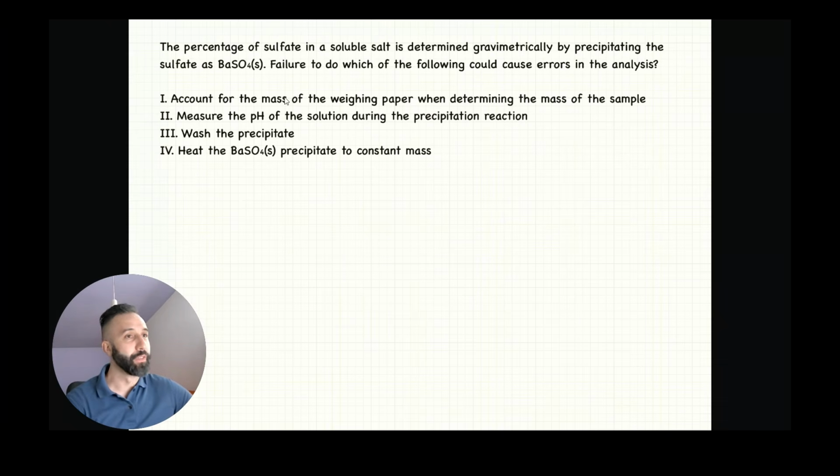So actually, all of these are correct. I just noticed it's not A, B, C, D. So all of these are actually correct.